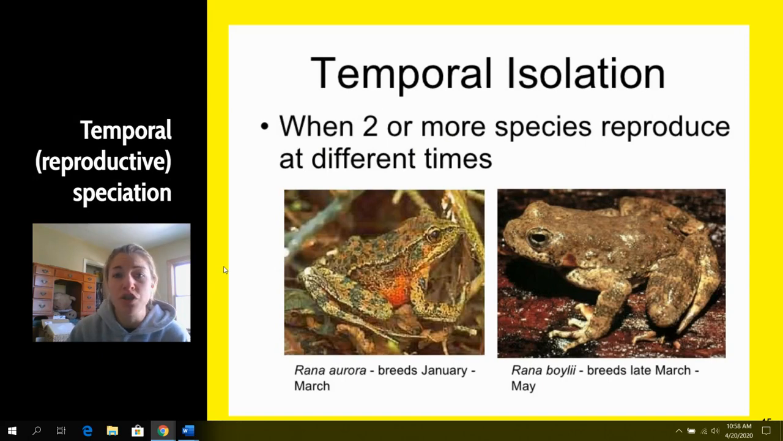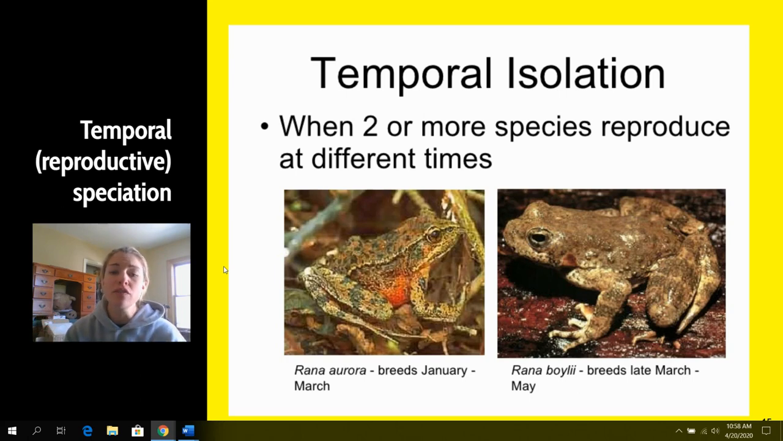A different type of isolation that we can have is called temporal isolation, or this can also be called reproductive speciation. So we all know that at certain times of the year, certain animals will have their breeding season. Like right now is kind of the end of the breeding season for sandhill cranes, and it is the beginning of the breeding season for turkeys. So a lot of times right now in Wisconsin, you'll see turkeys out full fan. They're breeding with each other. If there was a different species of turkey in the area that bred in the fall, that would be temporal isolation. The ones that breed in the spring aren't going to breed with the ones in the fall because they have different mating seasons.